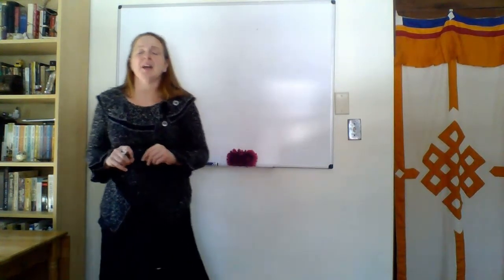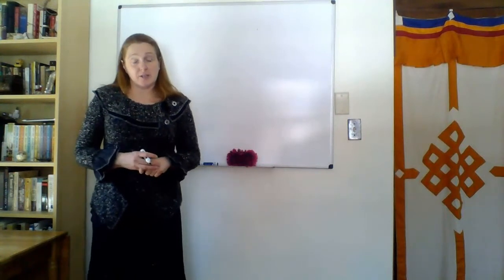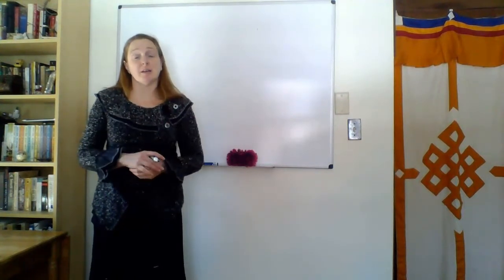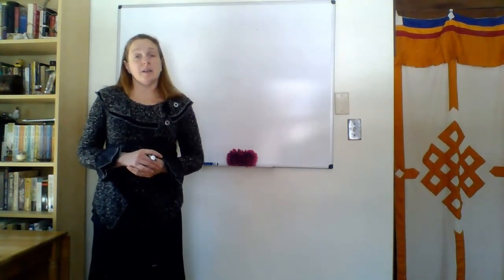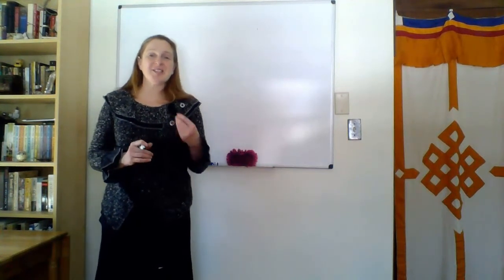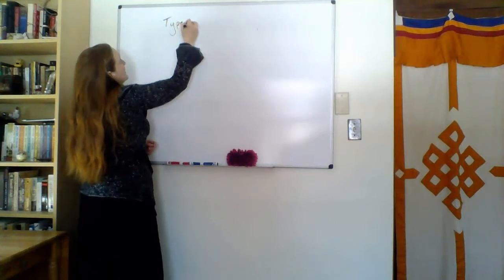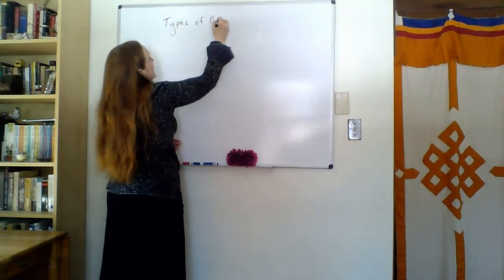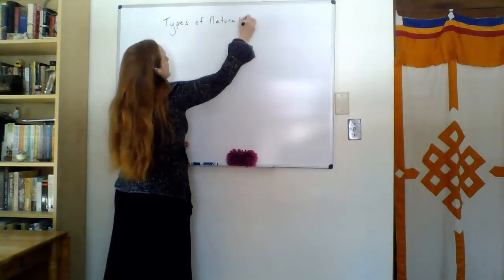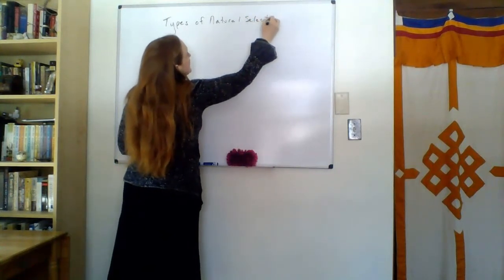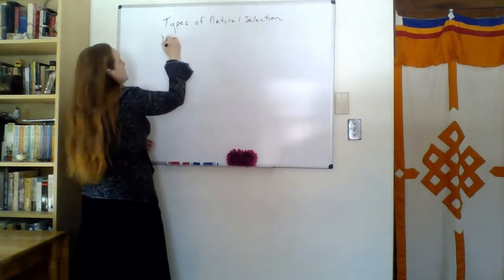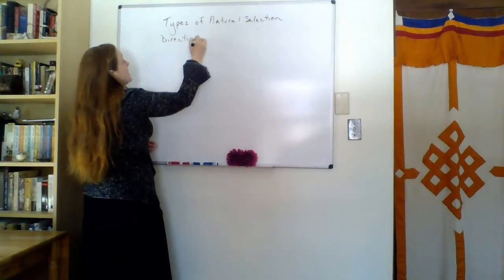So, we're looking at natural selection. We have three main types of natural selection. The first is directional selection. And with directional selection, what we see is that an extreme phenotype is being selected for.